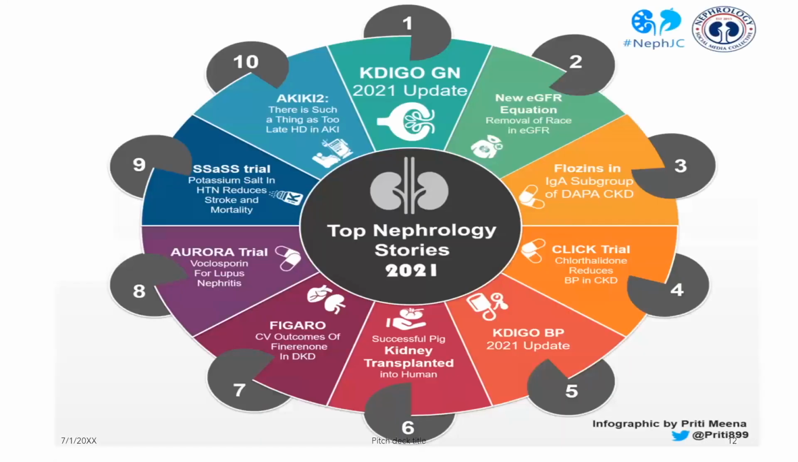So my last slide, I just want to show some advertisement. Last year, there were the top 10 stories in the nephrology faculty, which you can see here. One of them is your KDIGO update. And then, of course, number 6, I think you read this in the newspaper itself, successful pig kidney transplanted into human. Not very halal, the story. But what I want to highlight is your number 10, AKIKI 2. If you remember correctly, Hassan presented on the AKIKI trial.